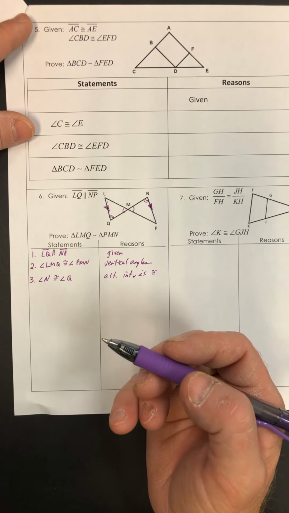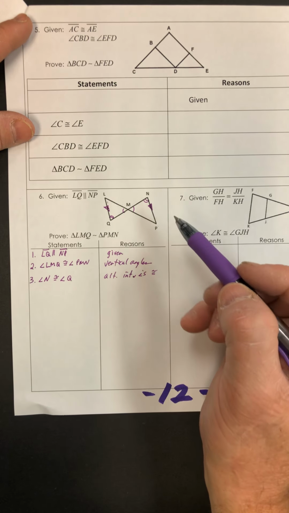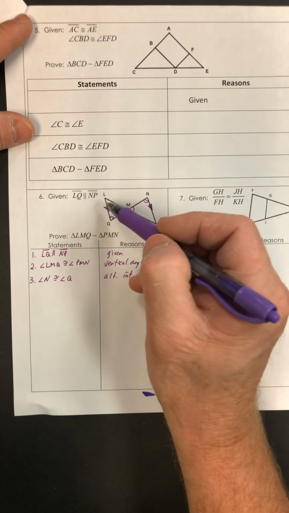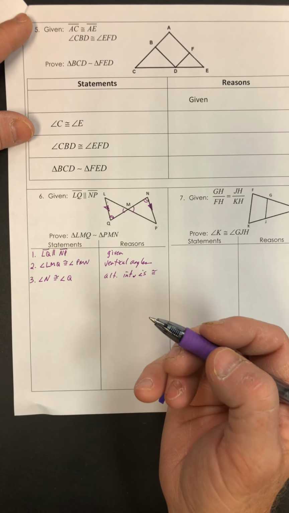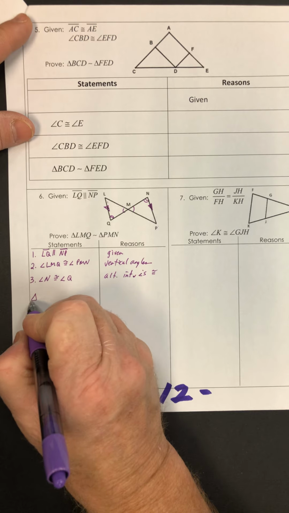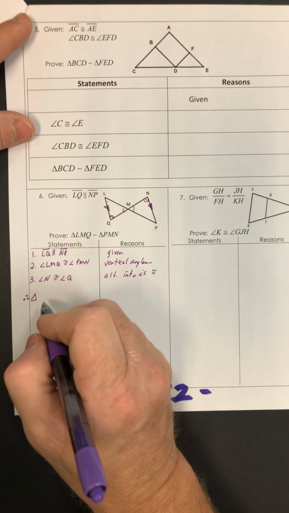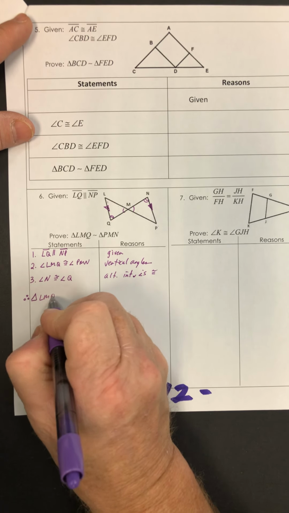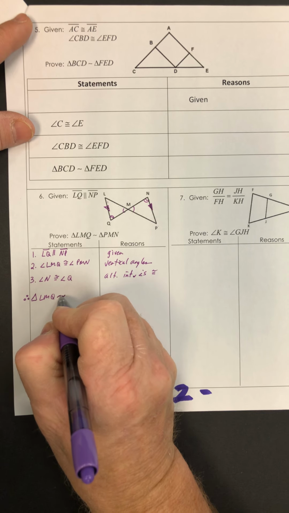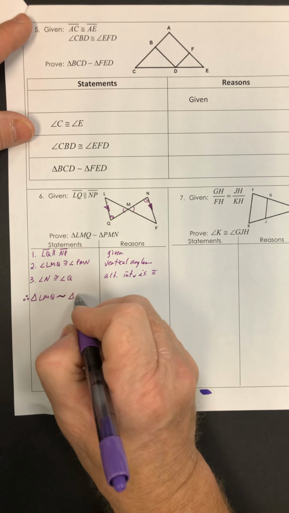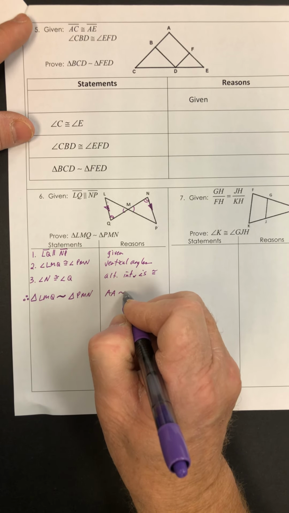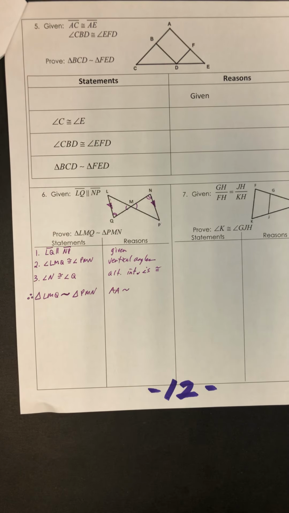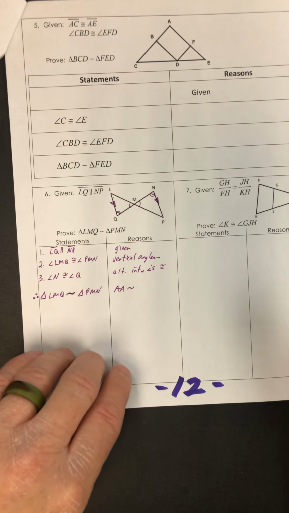If you didn't, there is another pair of angles that you could say because of alternate interior, it'd be L and P. So you could have gone that route, but you don't need to, you only need 2 angles. So therefore triangle LMQ is similar to triangle PMN by angle similarity. All right, you do the rest.